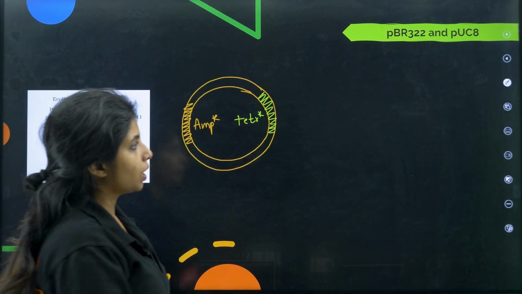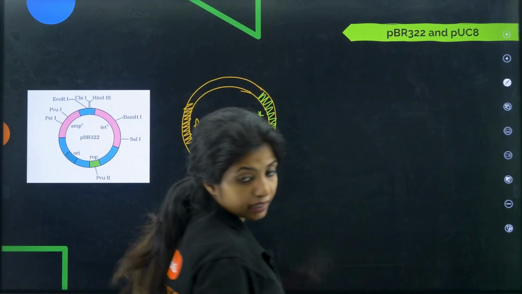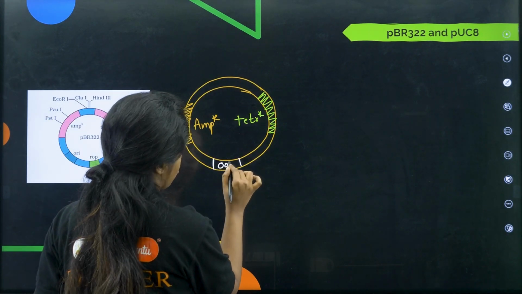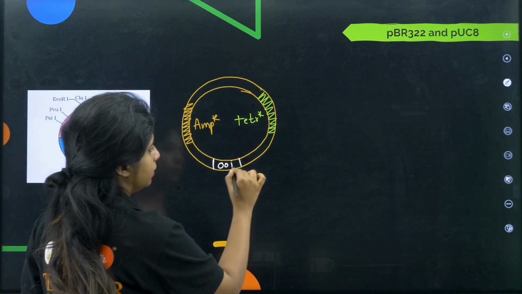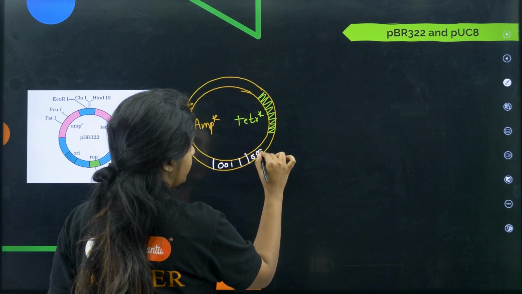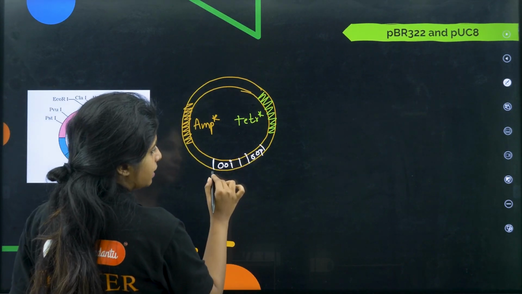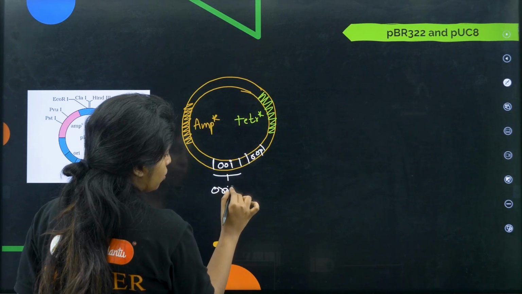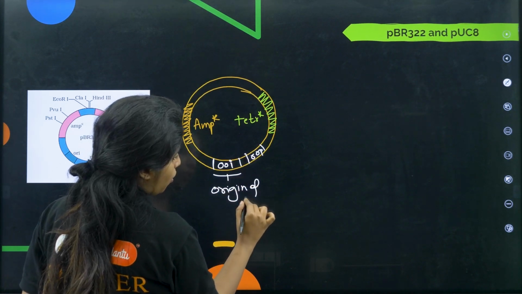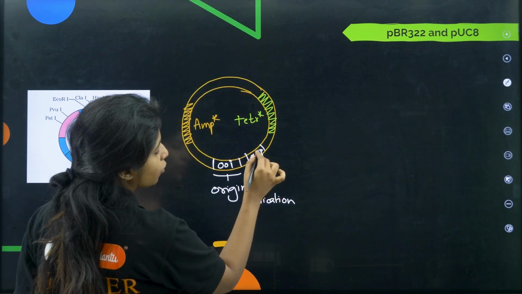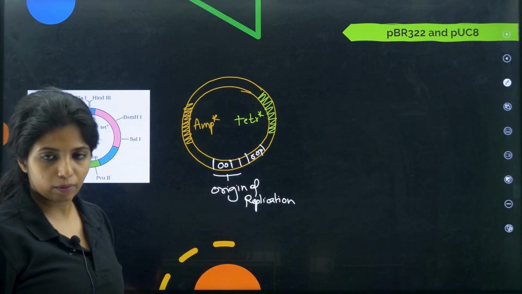Cool. Now apart from this, they also have the ORI site over here and the ROP site over there. The ORI site is for the origin of replication, and ROP is another protein that helps in initiation of replication.